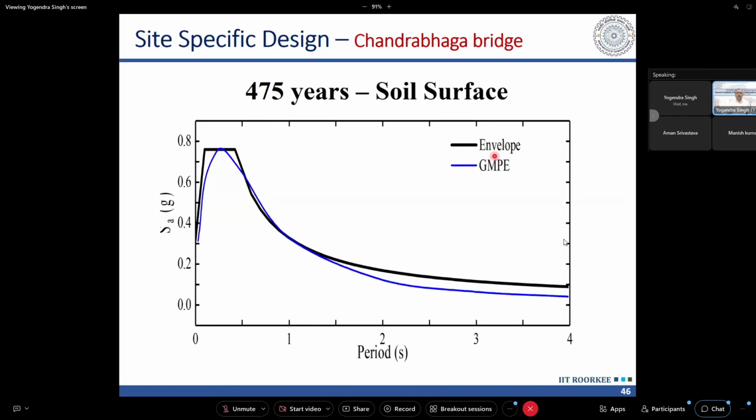So the same thing has been done on soil surface. And when you consider the soil surface, you can see the amplification. Earlier it was 0.6, now it is close to 0.8. So that much increase has taken place in the peak value.